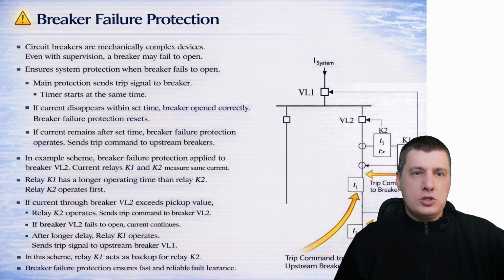Pure backup protection is slow. It depends on large current values and time delays. Selectivity is also limited. For this reason, breaker failure protection is used in the substation. It provides faster fault clearing. Breaker failure protection detects small residual currents. It operates faster than the backup overcurrent protection.